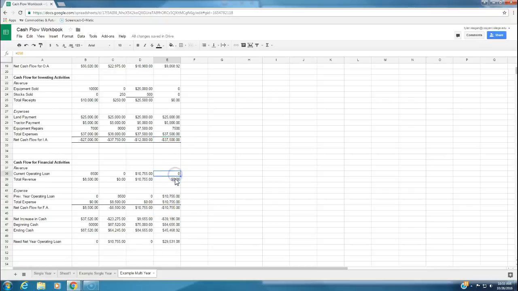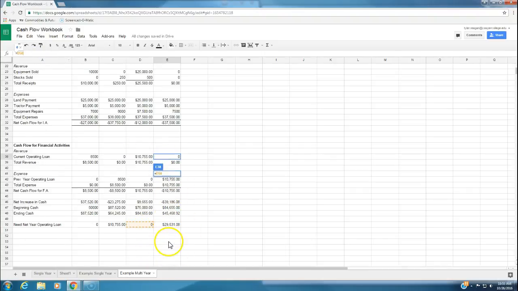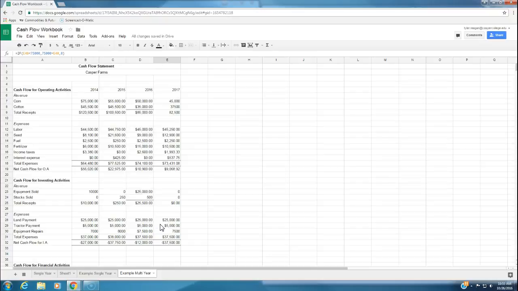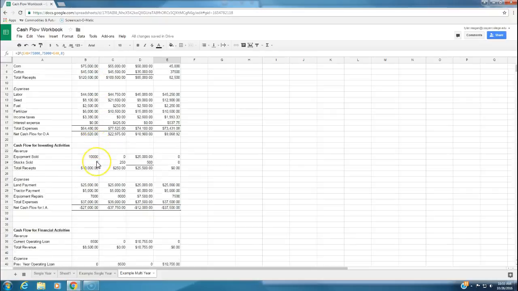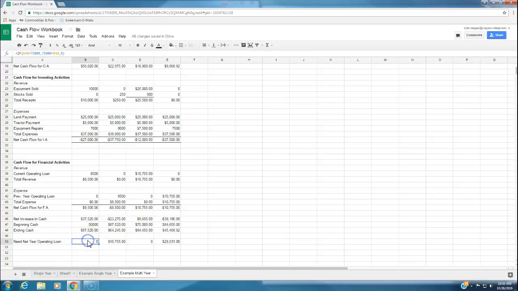The operating loan, we have already figured it out. It was cell referenced off of the previous year's need, and then we can go down and we can actually figure out that the need for 2018's operating loan would be $29,531. So essentially, with the multi-year cash flow sheet, we can see how the need for an operating loan based off of 1 year will have to be paid back, or can be borrowed the next year and paid back the following year. Just as we see the need for 2015 or 2016's loan and paid back in 2017.